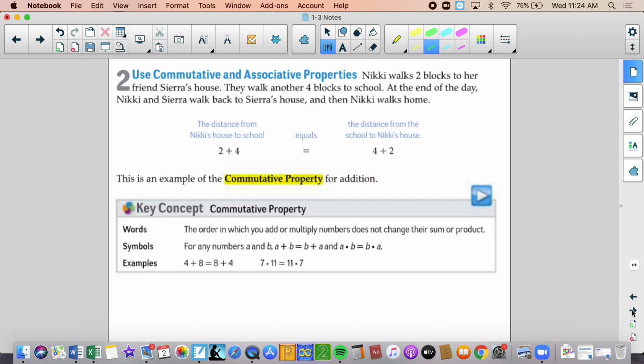All right, the commutative and associative properties. Nikki walks 2 blocks to her friend Sierra's house. Hey, we have a Sierra. Do we have a Sierra? We have a Sienna. They walk another 4 blocks to school. At the end of the day, Nikki and Sierra walk back to Sierra's house, and then Nikki walks home.